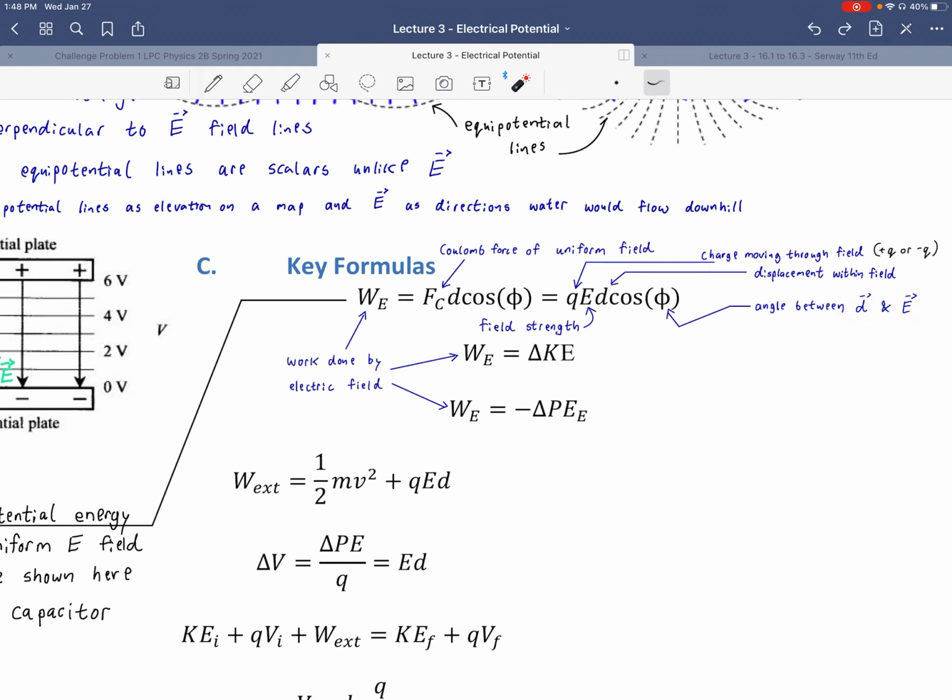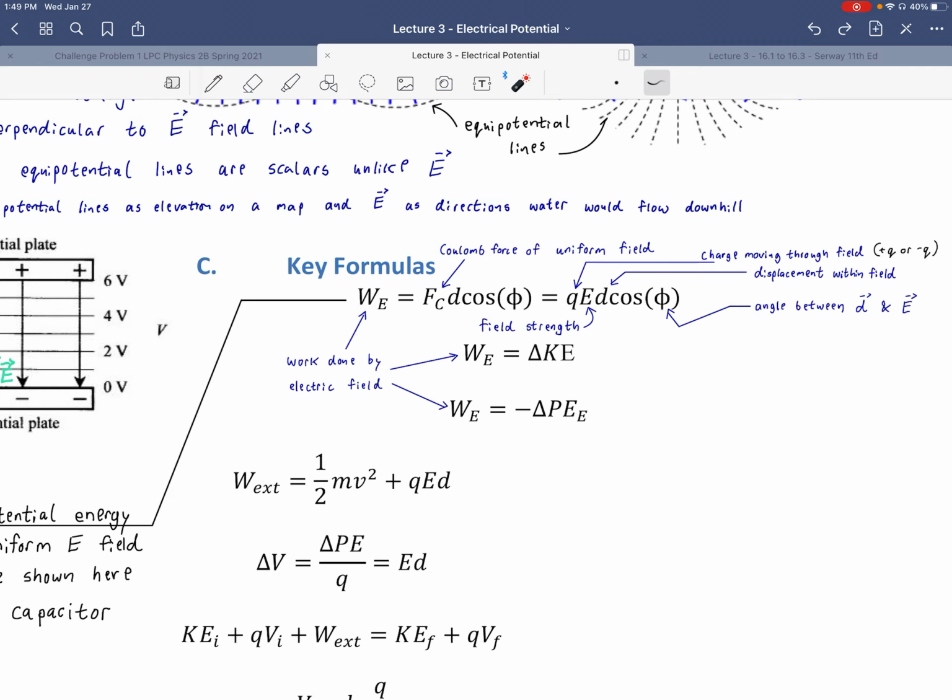And sometimes they're parallel, in which case the angle would be 0. And cosine of 0 is what? 1. Okay? Because if the charge is moving parallel to the field, then the work done by the field would just be QEd. On the other hand, if the charge is moving exactly opposite the field, then the angle would be 180 degrees. Cosine of 180 is -1. And then the work done by the field would be negative QEd.